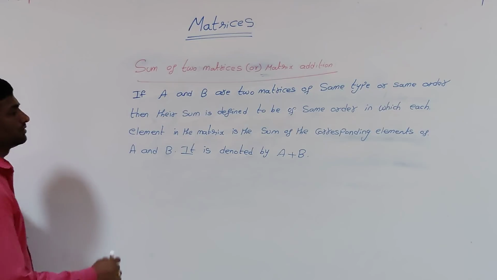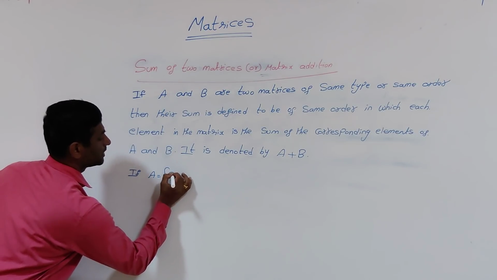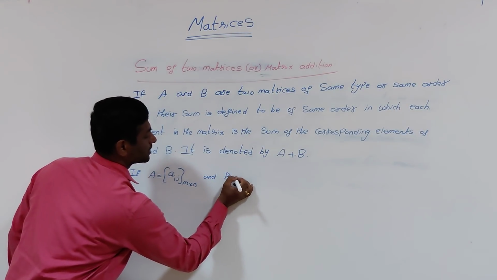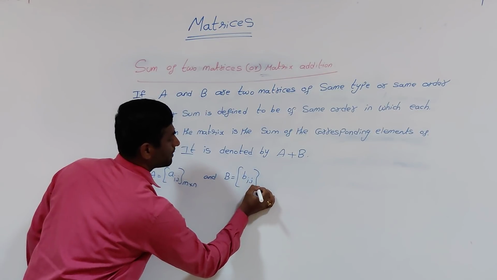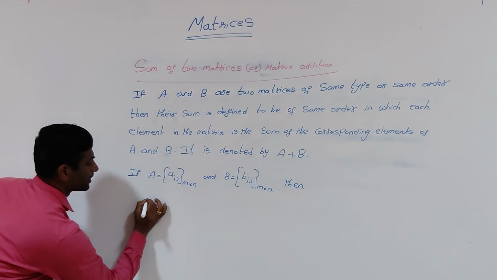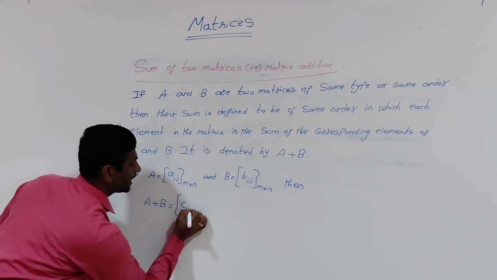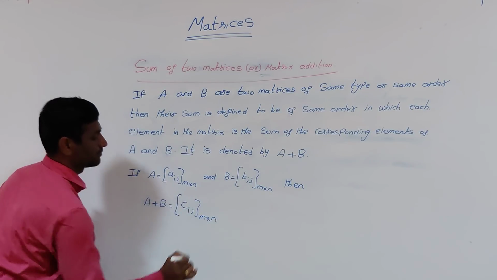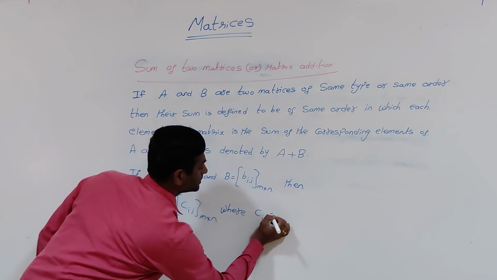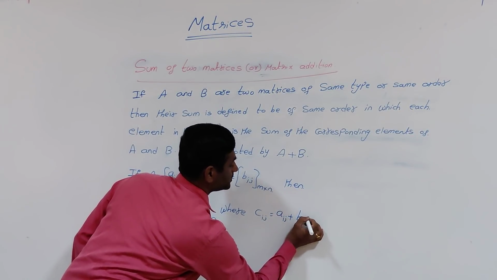Now we'll see in matrix notation. If A is equal to Aij, which is an m by n matrix, and B is also another matrix Bij of m by n, then the sum A plus B is a new matrix which will be Cij of the same type m by n, where each element Cij is Aij plus Bij.